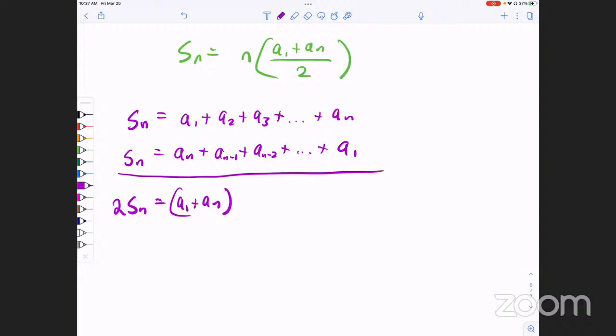Now, let me think about it. What's the simpler one?